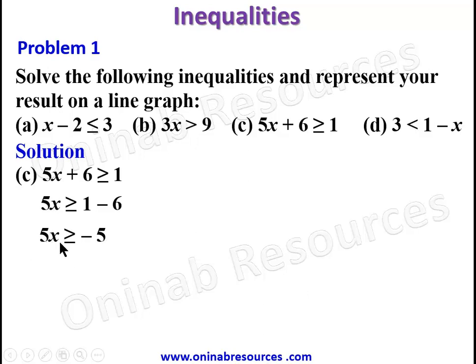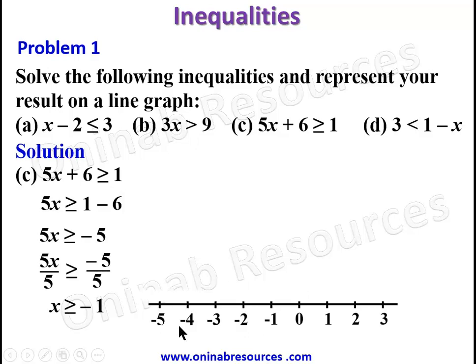We then divide both sides by the coefficient of x here, which is 5. So we have 5x divided by 5 greater than or equal to negative 5 divided by 5. 5x divided by 5 gives x, greater than or equal to negative 1, since 5 divided by 5 gives 1, and then we attach the negative sign. That is the result obtained from 5x plus 6 greater than or equal to 1.